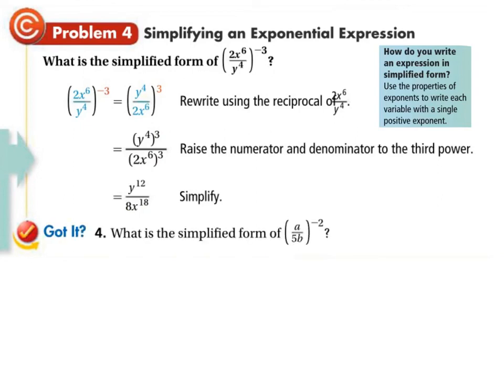Okay? So your got it problem is, what is the simplified form of a over 5b all raised to the negative second power? Pause the video here, come up with an answer for this, unpause it, and I will show you what the answer is.